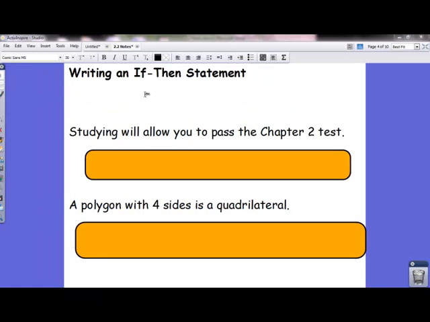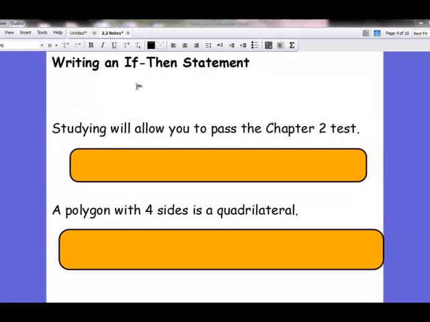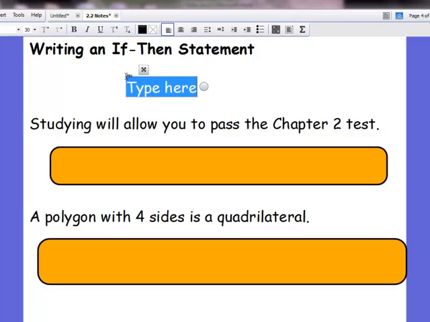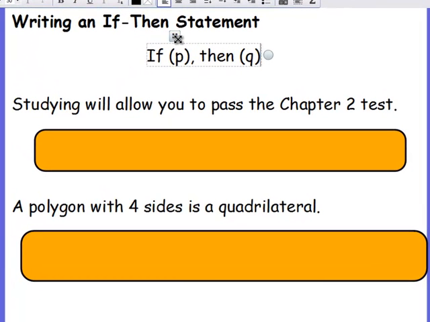Now we're going to practice writing some of our own if-then statements. When you write an if-then statement, you always start by saying if P, and remember P is your hypothesis, then Q, and remember that Q is your conclusion. So you start with an if, state your hypothesis, and then write then, and then state your conclusion.